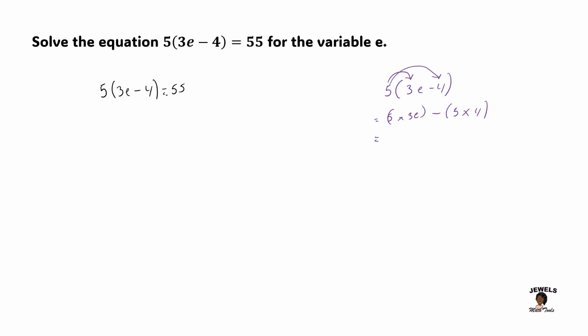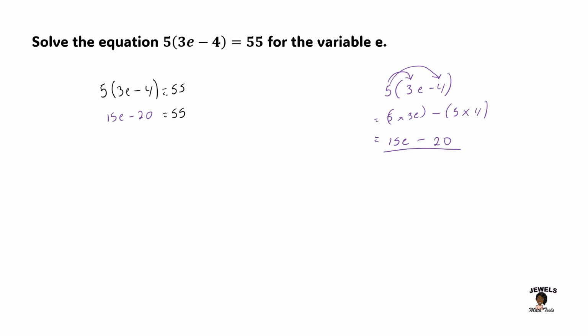So when 5 is multiplied to 3e, remember we multiply the number, so 5 times 3 is 15, and then 15 when multiplied to e will be 15e. And now 5 times 4 is equal to 20. And since these two terms are unlike, I'm just going to return my 15e minus 20 back into my equation, and this is equal to 55.